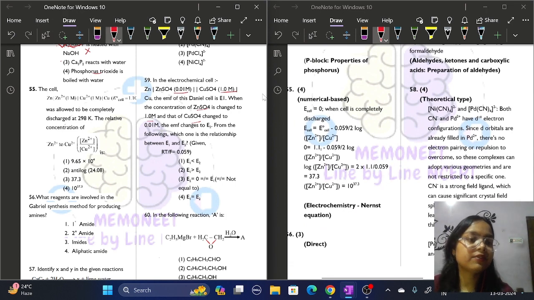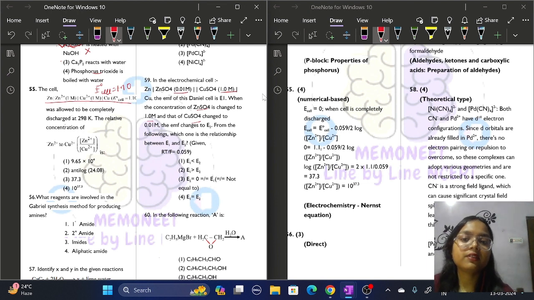So the next question is 55. A cell reaction is given and E naught cell value is given to be 1.10. The cell was allowed to be completely discharged at 298 Kelvin. The relative concentration of Zn plus 2 to Cu plus 2, concentration of Zn plus 2 by concentration of Cu plus 2, is asked. So we have to find this.